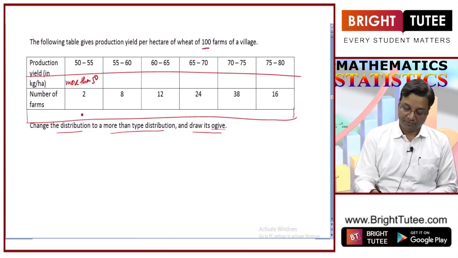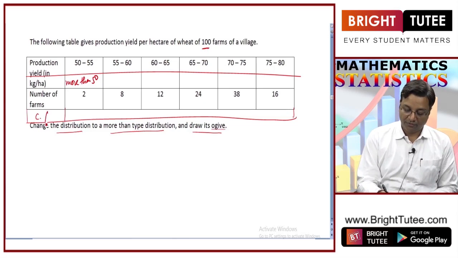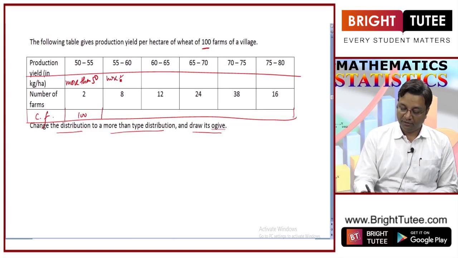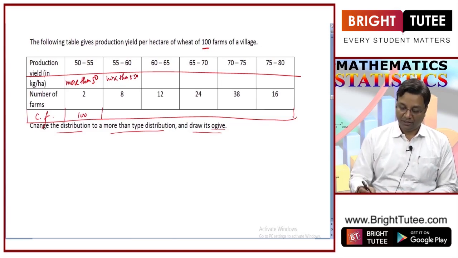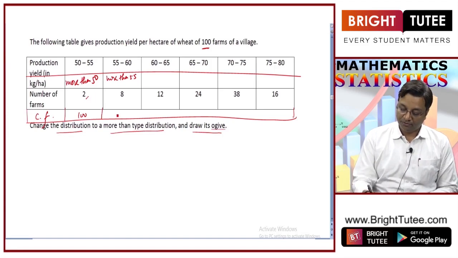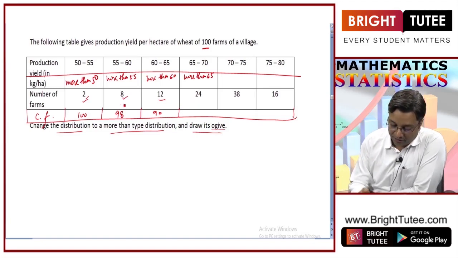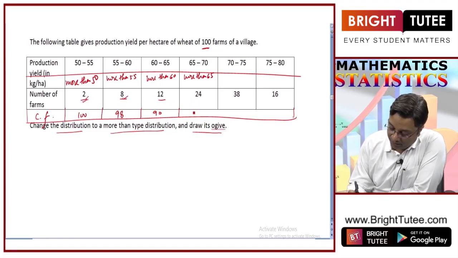So, more than 50 are all of these, right. These are 100, more than 50. Now, this is cumulative frequency more than type. These are 100, right. Now, more than 55, it will be 100 minus this 2, 98. More than 60, 100 minus this 8 and this 2. So, it will be 90. More than 65, 100 minus these 3, that is 22, right. So, it will be 78.